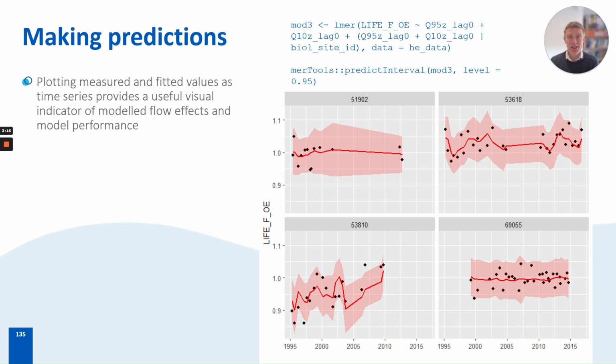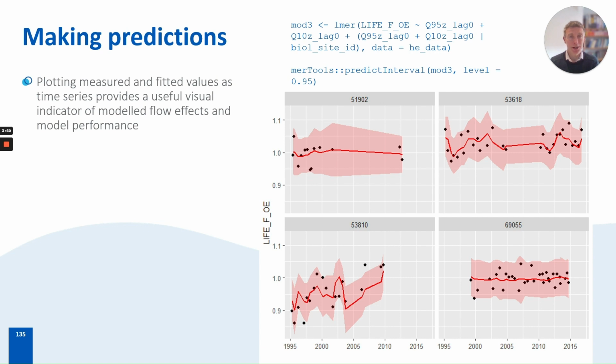What's particularly interesting to note is to look at the responses across the 4 sites. The sites in the top left and bottom right corners are relatively insensitive to flow. They have very weak hydro-ecological relationships. And there you can see that the predictions, as shown by the red line, are fairly flat. By contrast, the sites in the top right and the bottom left-hand corners are more sensitive to flow. And you can see the predictions, the red line, fluctuate over time in response to changing hydrological conditions.